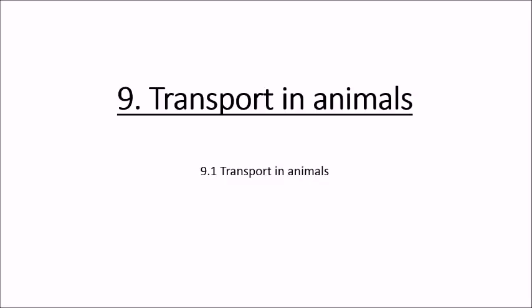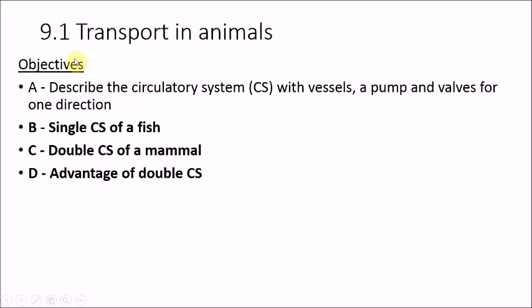And this topic is transporting animals. It's topic 9, and the first thing we're going to talk about is 9.1, transporting animals. It's a subtopic. Objectives. Objective 1 is we need to describe the circulatory system. I'm going to call the circulatory system CS for short. We've got to describe that circulatory system with vessels, a pump, and valves for one direction of flow.